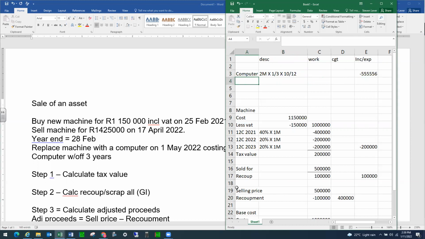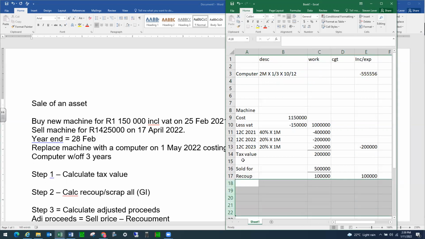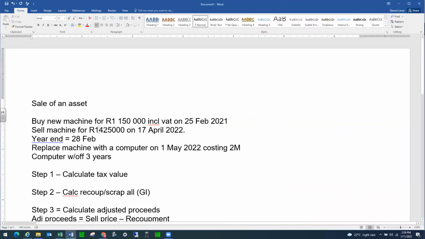Now let me explain what's going to happen as far as this question is concerned if you've got a replacement asset. In this question, we sold it for 1,450,000 Rand. Let me make it more difficult for you. Let's make it sold for 1,710,000, including VAT. What would you do in your solution?